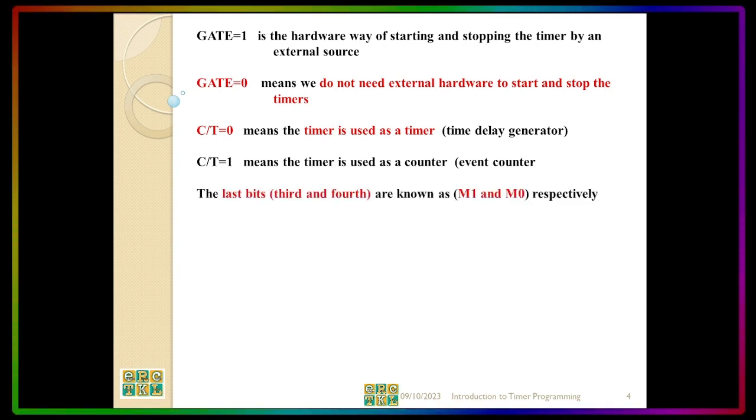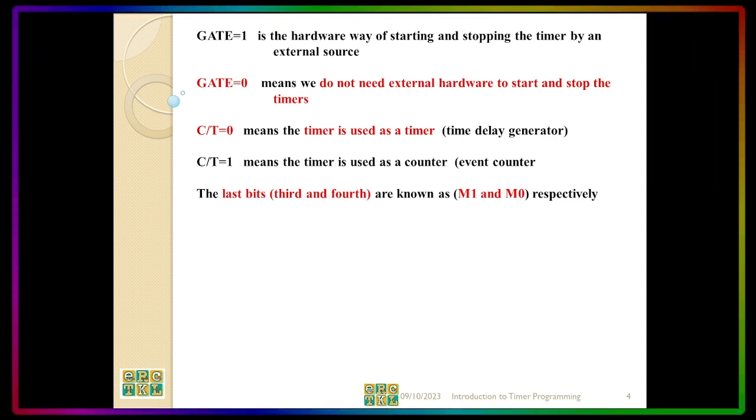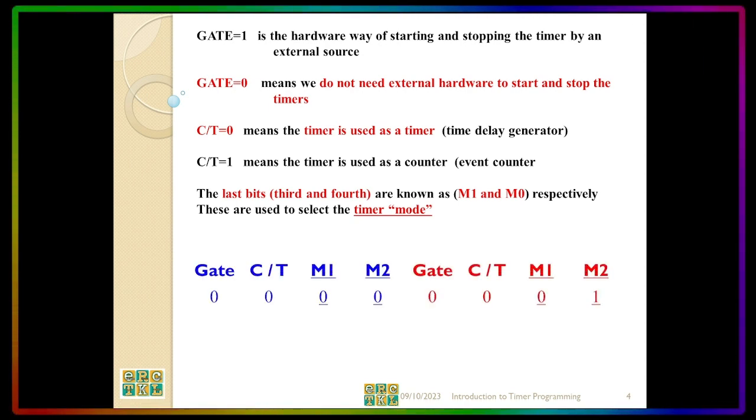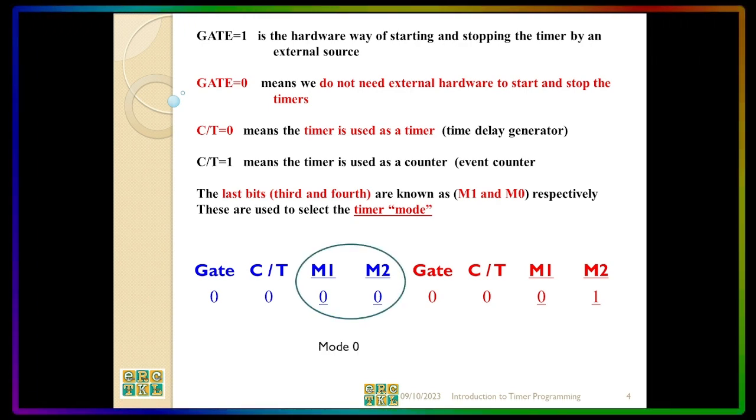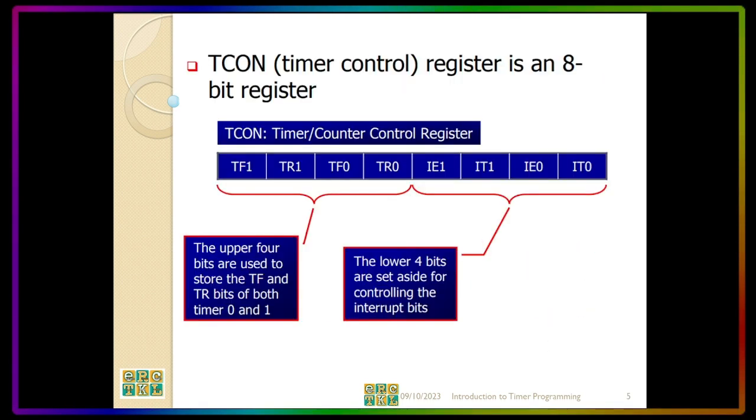So we will be using C/T equals 0 because we want to use it as a timer. Now the last bits, the third and fourth, are known as M1 and M0 respectively, and these are used to select the timer mode. Again, the timer modes are mode 0, mode 1, mode 2, or mode 3. So in this example, the 00 means mode 0 and the 01 here means mode 1.